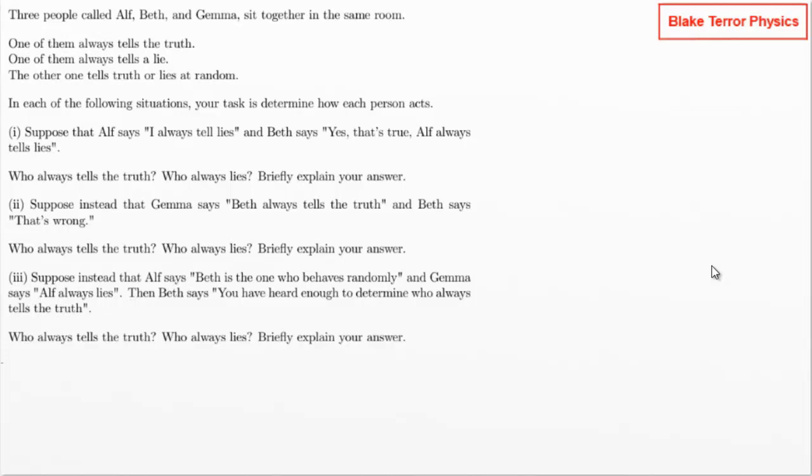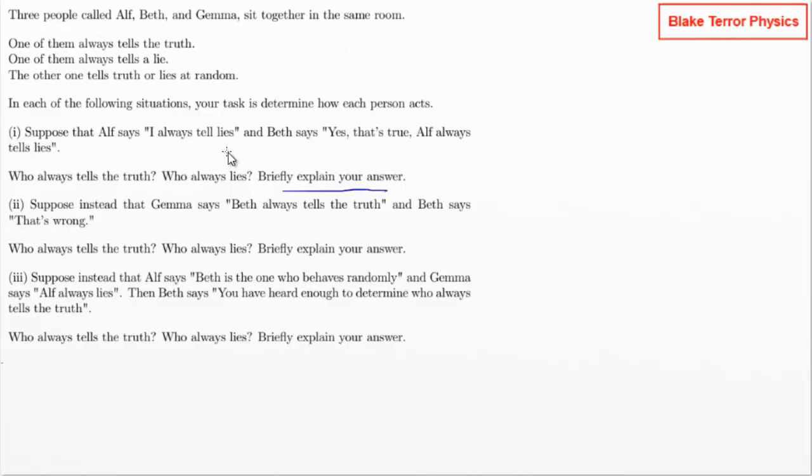Suppose that Alf says, I always tell lies. Beth says, yes, that's true. Alf always tells lies. Who always tells the truth? Who always lies? Briefly explain your answer. Right, so we need to say who does what, and we have to briefly explain the answer. Right, that raises some questions in itself.